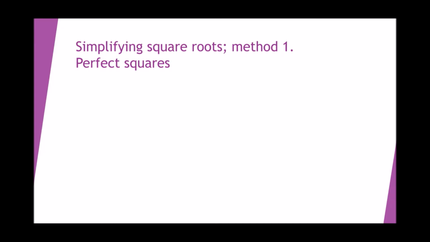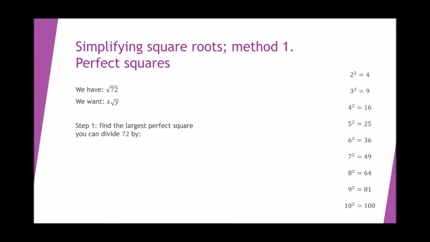So let's say we've got square root 72 and our goal is to write it as some x times square root y, and y has to be as small as possible. The square root has to be as small as possible. And we're going to use perfect squares for that. So the squares of whole numbers, 4, 9, 16, etc. What we're going to do in this example of square root 72 is find the largest possible perfect square that we can divide 72 by.